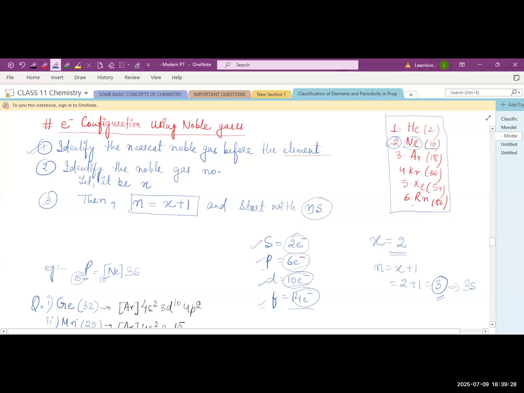Yes, ma'am. Okay, so it's 3s. s में कितने electrons हो सकते हैं? 2 electrons. So 10, now 5 electrons are left. Phosphorus के 15 electrons हैं. So 10 for neon and 3s 2, now 10 plus 2 is 12. Now 3 are remaining. So after 3s, what is the order of energy level? After 3s, किसमें आप fill करोगे electron?